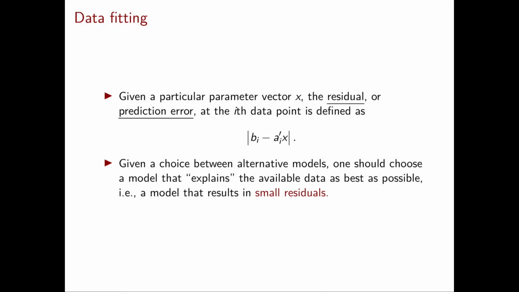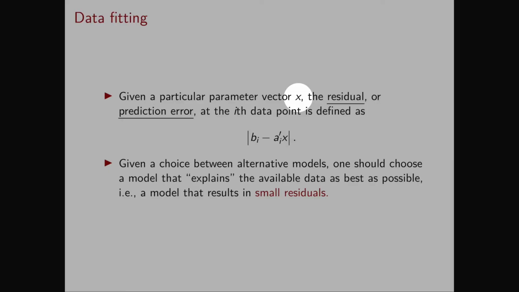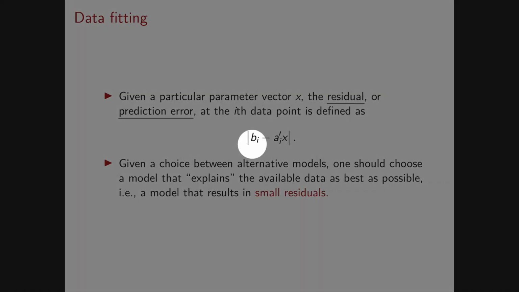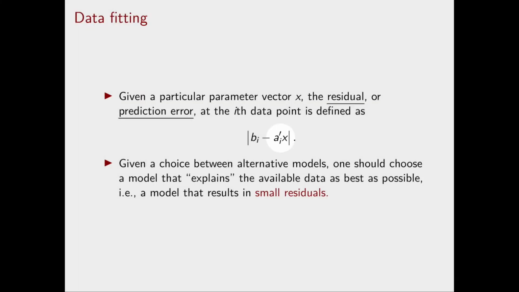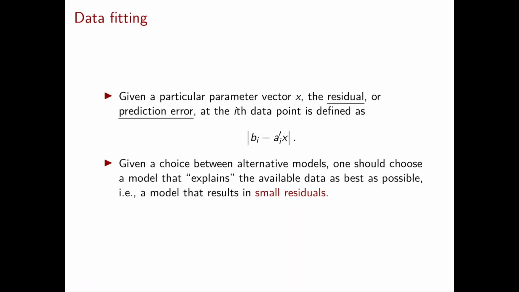A fundamental quantity is then the residual or prediction error of the parameter vector x. This measures, for every data point, how well our vector x predicts bi given ai. So this can be written as the distance from ai transpose x to bi, which can be written as the absolute value of bi minus ai transpose x. Clearly, we are searching for an x that minimizes this prediction error.